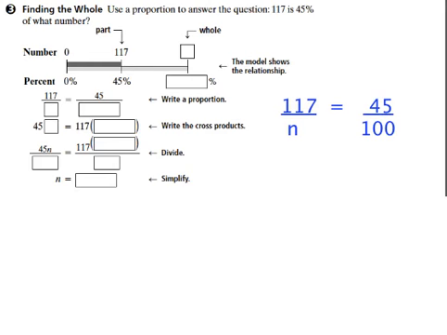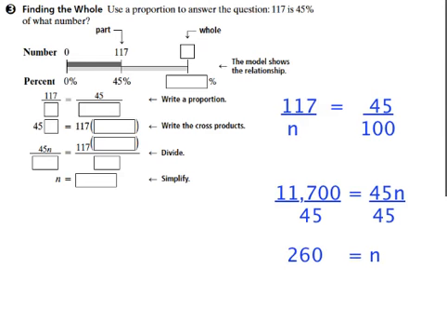Cross multiply. 100 times 117 is 11,700. n times 45 is 45n. Divide both sides of the equation by 45. 11,700 divided by 45 is 260. The 45s on the right cancel each other out, so we know that 117 is 45% of 260.